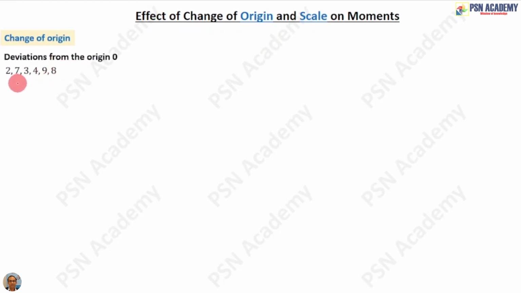These numbers are not mere numbers, but the deviations from the origin 0. So, 2 is actually 2 minus 0. So, it's a deviation from the origin 0. Likewise, the 7 minus 0 is also a deviation.